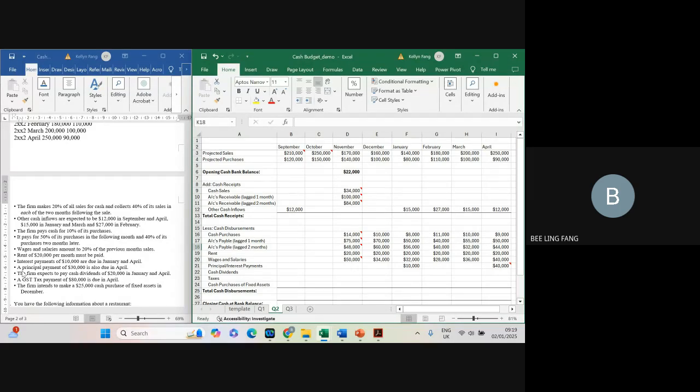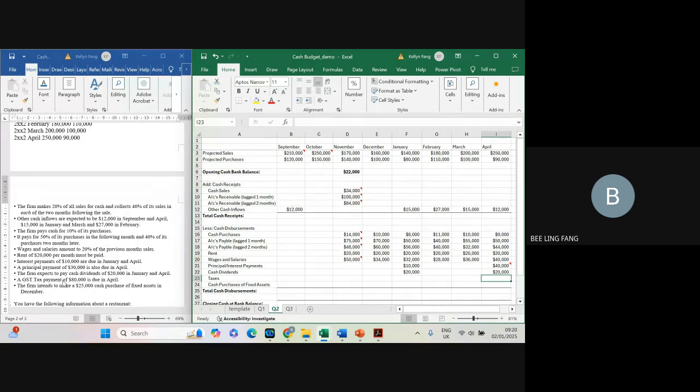Okay, and then a firm expects to pay cash dividend of 20,000 in January and April. So cash dividend, January and April, you have to pay 20,000. Okay. So for this cost budgeting, a bit more items, actually not difficult. You just need to read one by one.